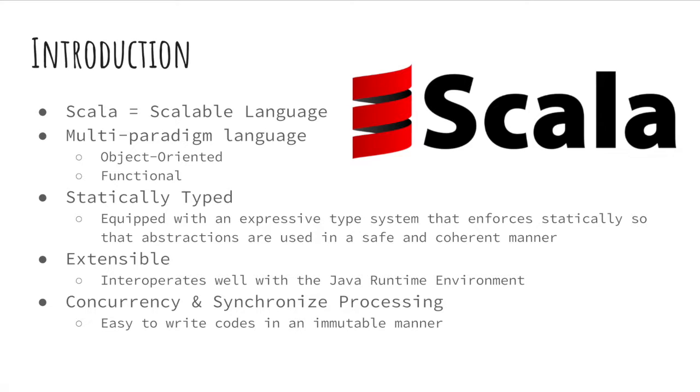Scala allows you to express general programming patterns in an effective way. It reduces the number of lines and helps the programmer to code in a type-safe way. It allows you to write code in an immutable manner, which makes it easy to apply concurrency and parallelism. Before we dive into the features for concurrency for Scala, let us take a look at some of the similarities and differences between Scala and Java.